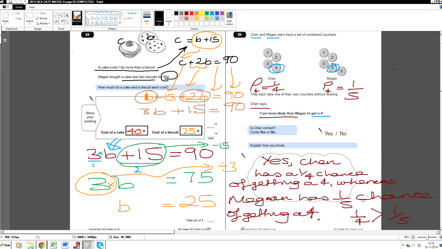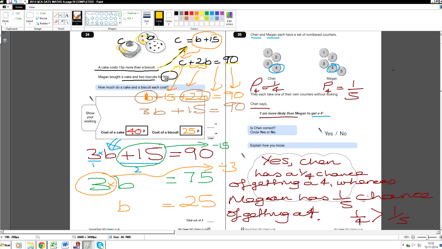Okay, here we go. Question number 24. Okay, let's change color first. Let's get yellow now. A cake costs 15p more than a biscuit. So I've put that as an equation. A cake equals biscuit plus 15. C for cake, B for biscuit. Okay, Megan bought a cake and 2 biscuits for 90p. How much do a cake and a biscuit each cost?